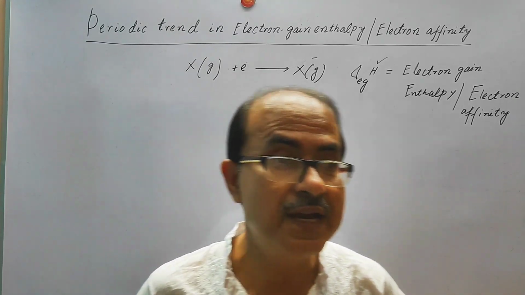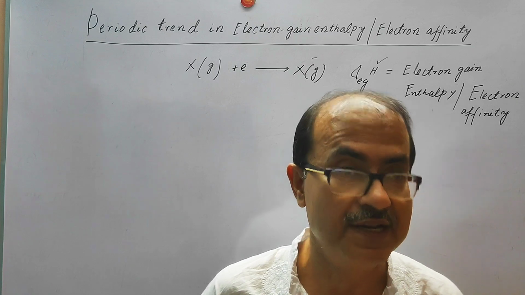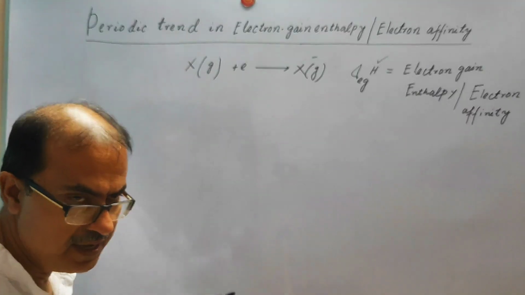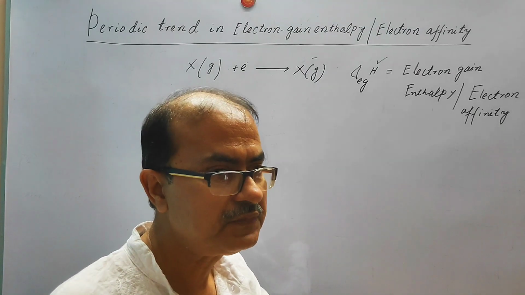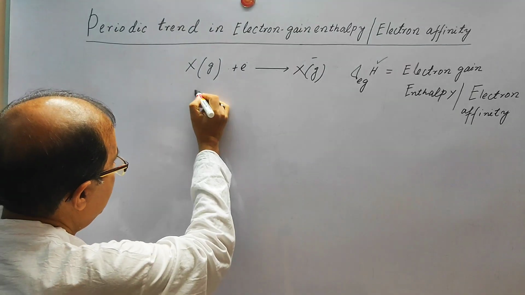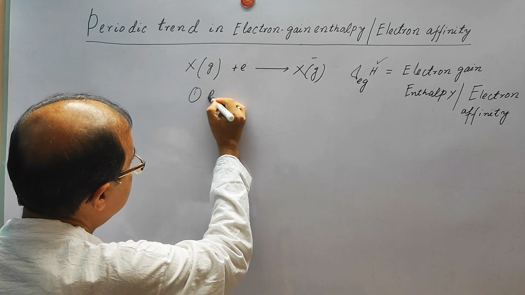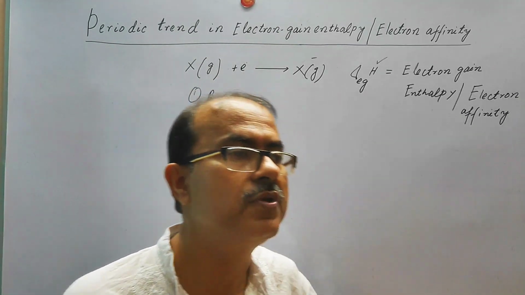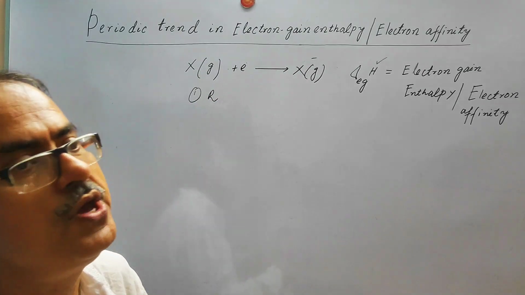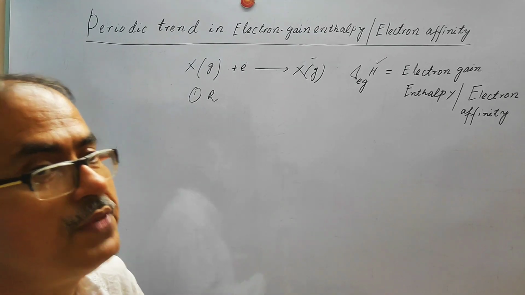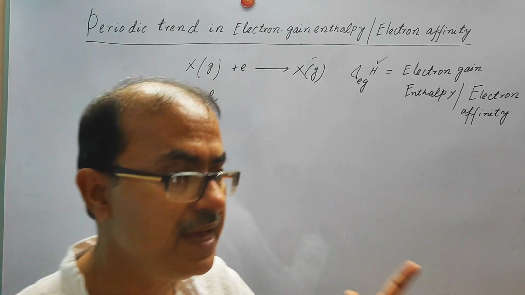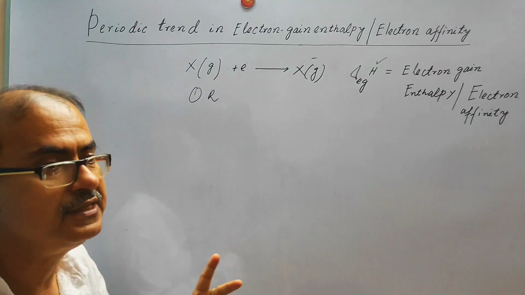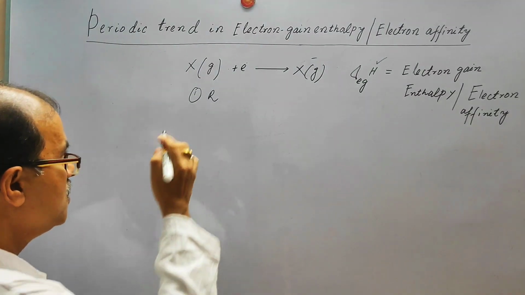What do we mean by negative electron gain enthalpy? Let us understand. Suppose this is a reaction, and in this reaction there is a release of energy. In any chemical reaction, you can observe that there is always a change of energy. Either the energy is evolved or energy is absorbed.